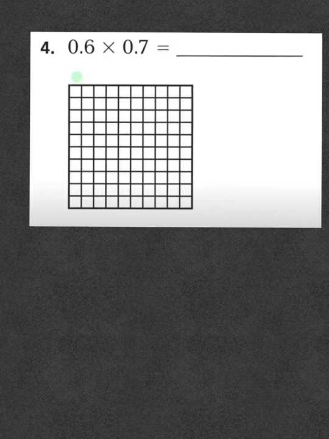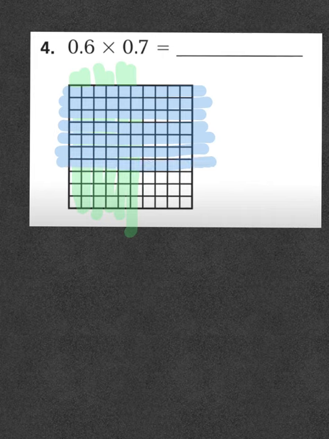Okay, for this one, I'm going to model and let you solve the algorithm. So I have 6 tenths. So we'll go down 6 tenths: 1 tenth, 2 tenths, 3, 4 tenths, 5 tenths, 6 tenths, and the other way we'll go 7 tenths. 1 tenth, 2 tenths, 3 tenths, 4 tenths, 5 tenths, 6 tenths, 7 tenths. And then if I outline my overlapping area, which would start here and go up here, within this outlined area will be my product.